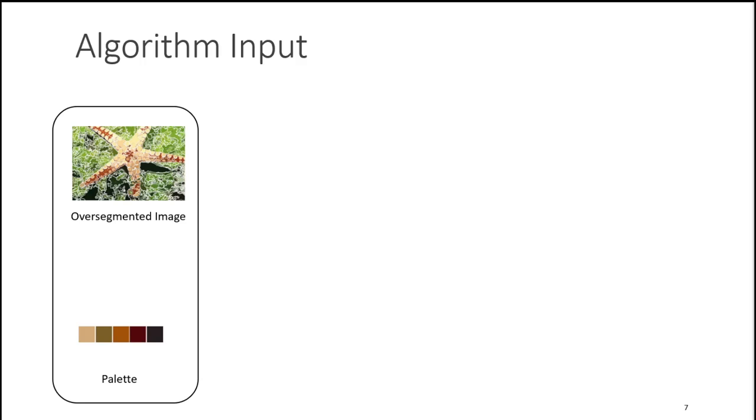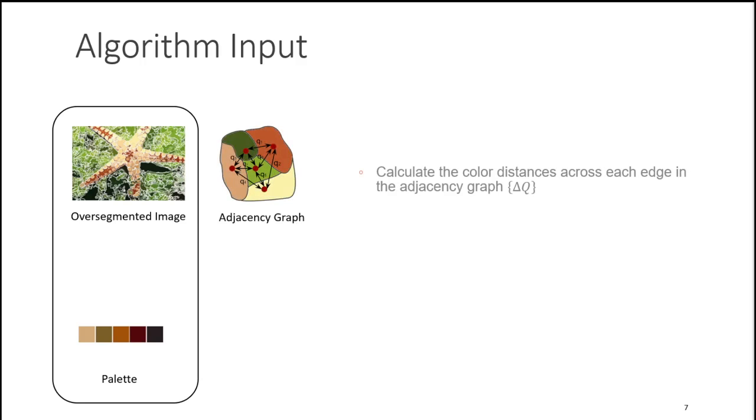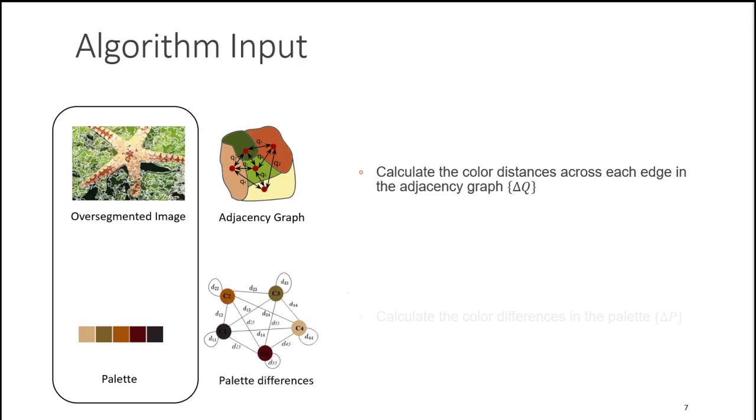Our input is an oversegmented image and a palette. We compute color differences between adjacent regions, giving us delta Q. We also calculate the color differences between all palette colors, producing delta P. We plan to match the color distances delta Q and delta P.